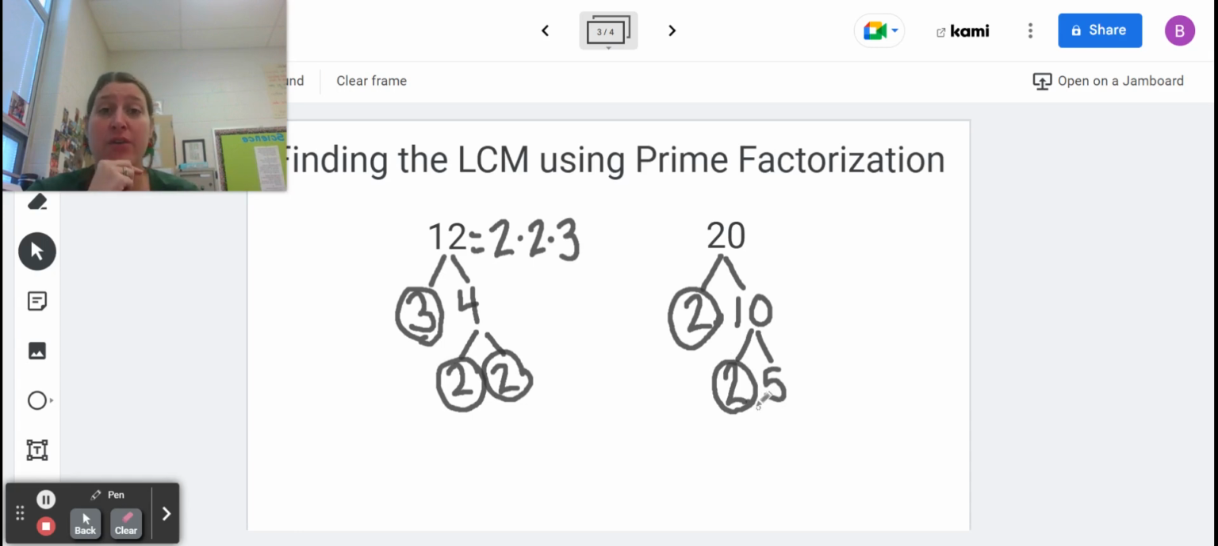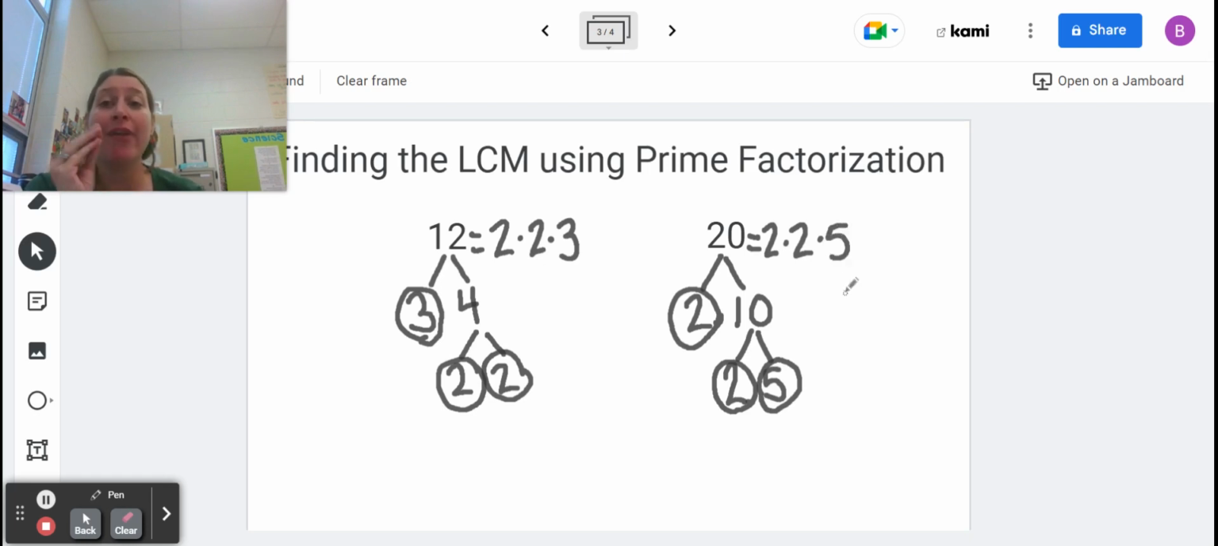So 5, is it prime? Yes. The only two factors of 5 are 1 times 5, so I'm going to circle it. I have no more numbers I need to get broken down, so I'm done circling. I'm going to now write this as a multiplication problem. 2 times 2 times 5.